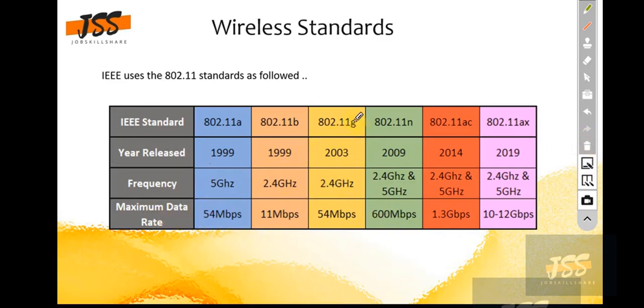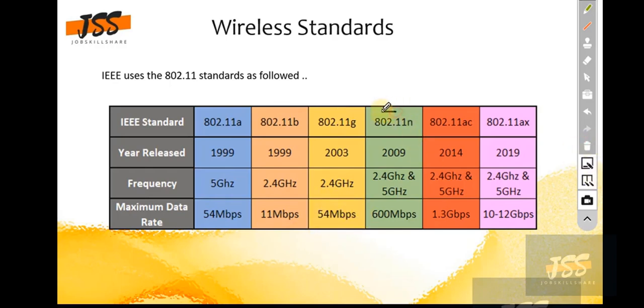Then they came up with 802.11g, that is also very similar to this one. So it means 11g is backward compatible with 11b. They work on the same frequency, which is 2.4 gigahertz, but the only difference is that B has a maximum data rate of 11 Mbps, while 11g has 54 Mbps, meaning better speed.